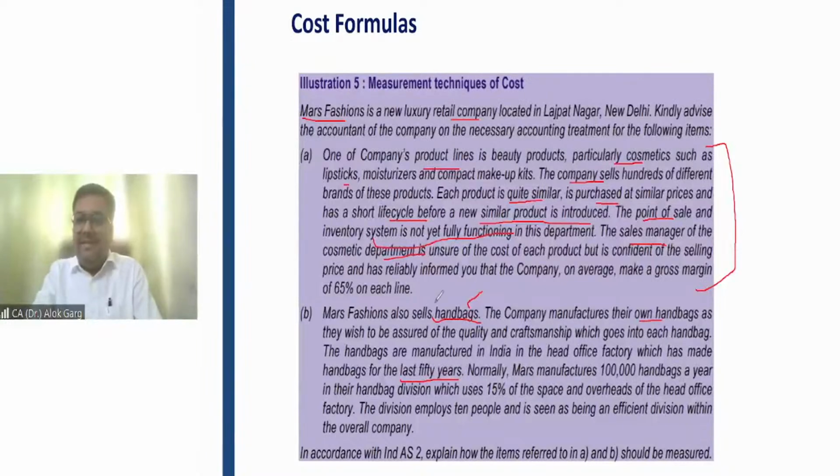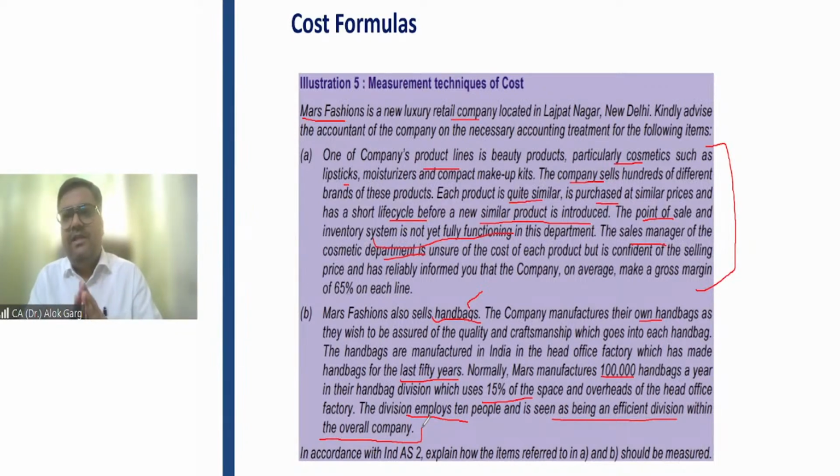Normally, this company is into manufacturing, right? Mars manufactures 1 lakh handbags a year in their handbag division, which uses 15% of the space and overheads of the head office factory. The division employs 10 people and is seen as being an efficient division within the overall company. So this division is sure about the cost which is incurred. This division is sure about its standard cost as per the normal production capacity, right? So according to this situation, which could be the best method for valuation of the stock?